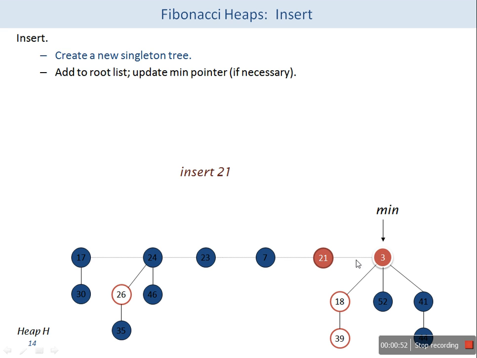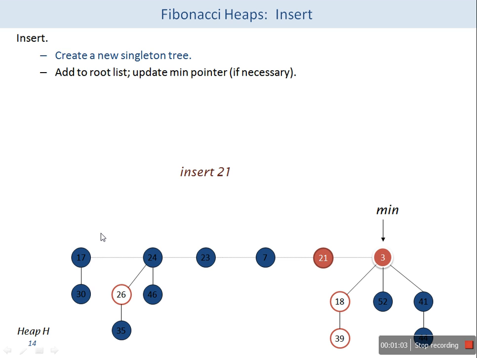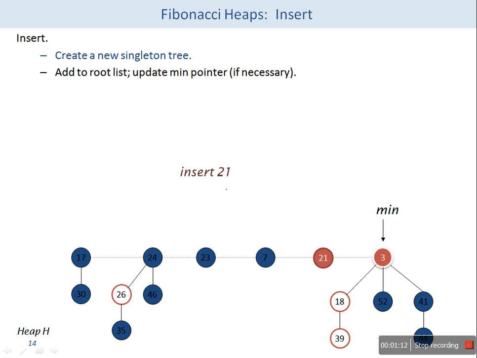So if the information inserted here is 1 instead of 21, then the min pointer would be changed. Suppose 1 is inserted here in the root list. Because this is the minimum node, the min pointer will be pointing to it.